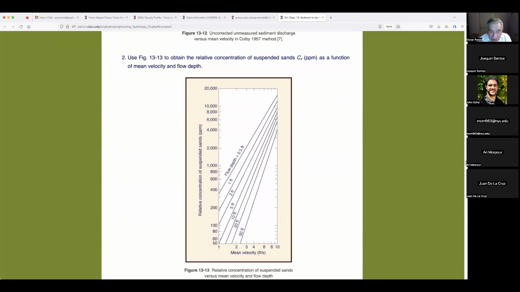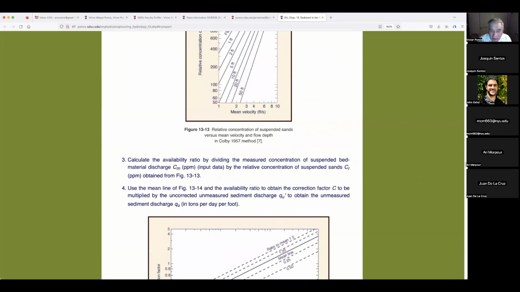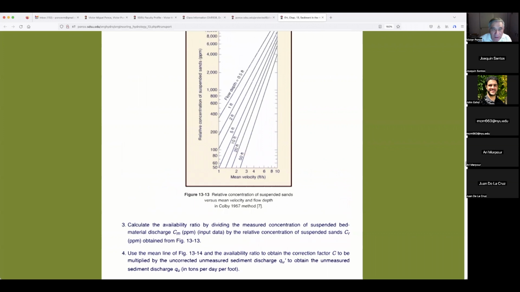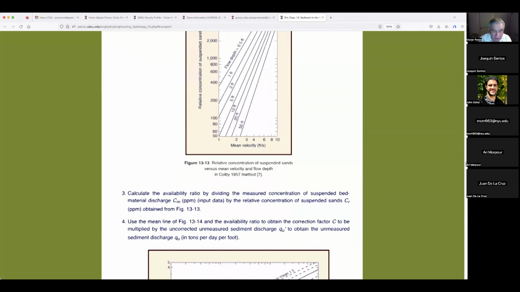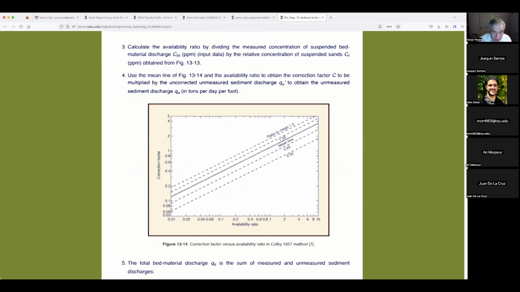So you go in by abscissa to any of these charts, and then you have the relative concentration of suspended sands. Then calculate the availability ratio by dividing the measured concentration of suspended bed material, C sub m, by the relative concentration of suspended sands. In other words, the data is already there. The C sub m is already known, it's a measured concentration, and the C sub r is the relative concentration which we just calculated a minute ago. Then use this chart, using the mean line and the so-called availability ratio, to obtain the correction factor from the availability ratio, which we have already calculated.